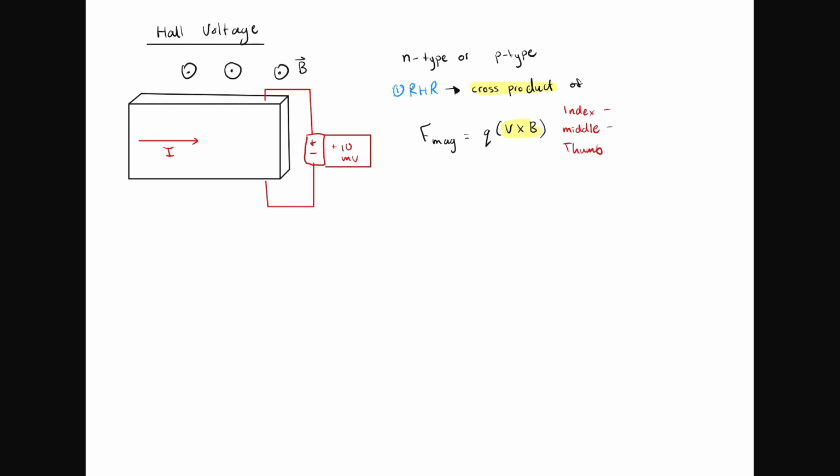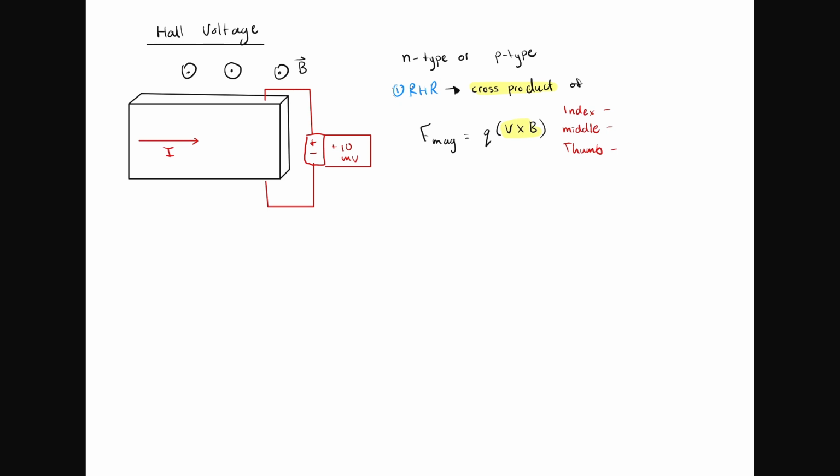So again, I want you to pause the video. Which of the variables should we assign to each of the respective fingers? Take a second to pause the video, and I'll carry on in 1 second.